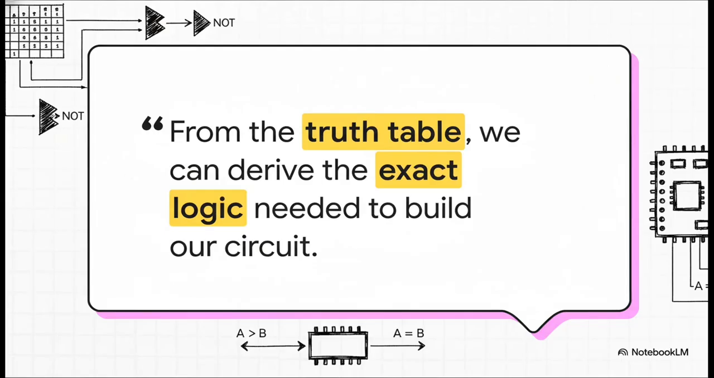And let's be clear, this isn't just a chart for us to look at. This truth table is the actual blueprint for our circuit. By looking at exactly where those ones show up in the output columns, we can write the precise mathematical logic that the physical circuit needs to follow.